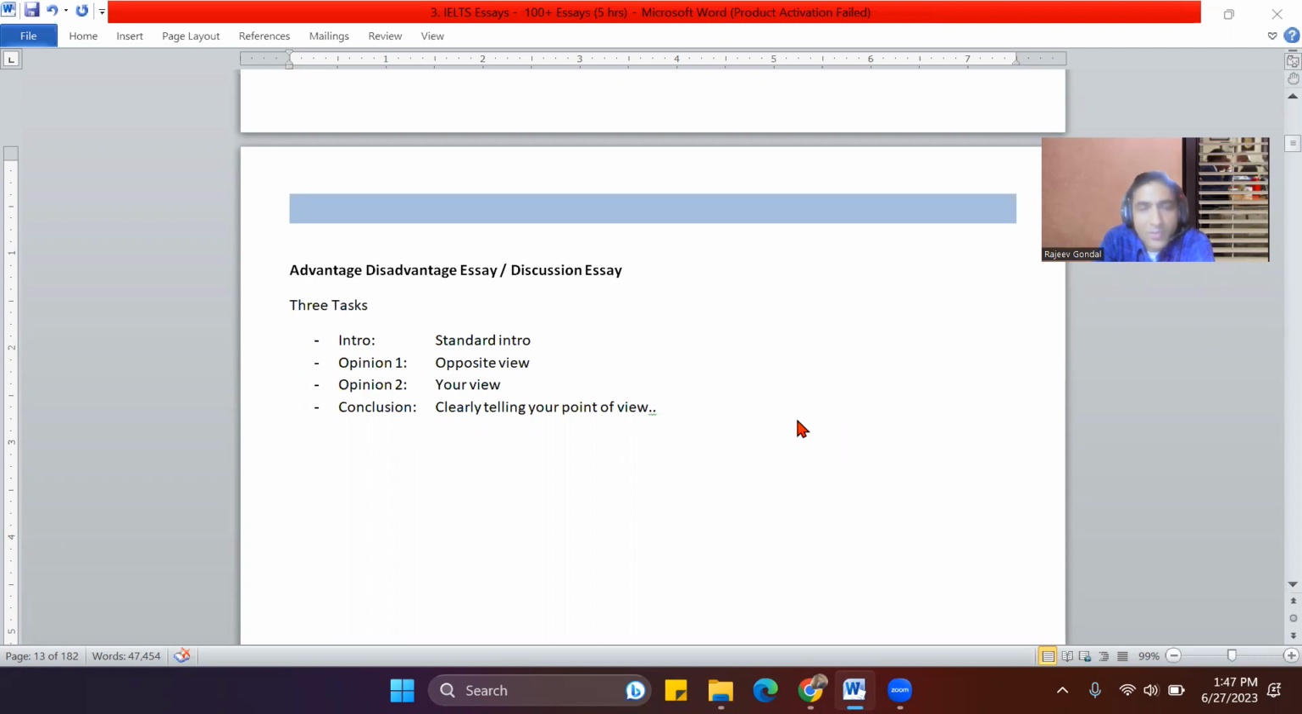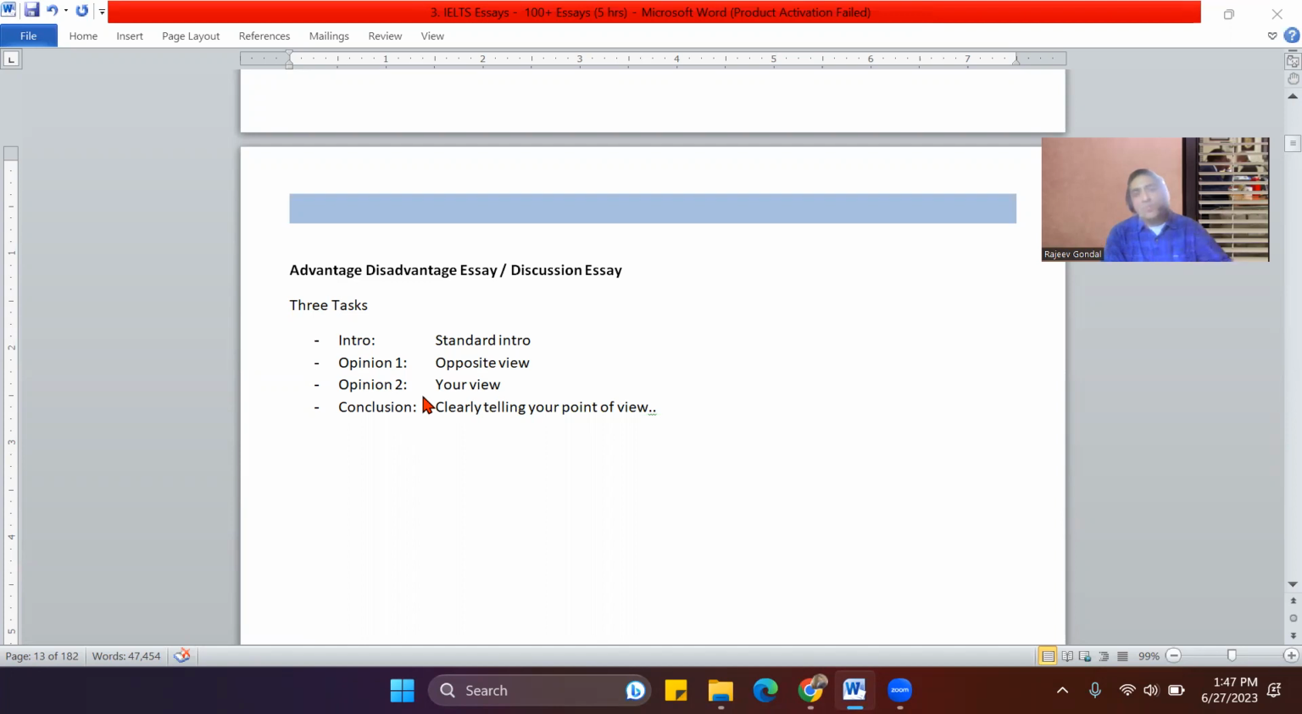It is called an advantage disadvantage essay or discussion essay. Typically, in such essays, you are supposed to discuss both sides of the given topic and then give your own opinion. The best way to deal with such essays is to first write an introduction, and there is a standard way to write an introduction which we have discussed in other essays. What is important is what your first paragraph and your second paragraph should be.